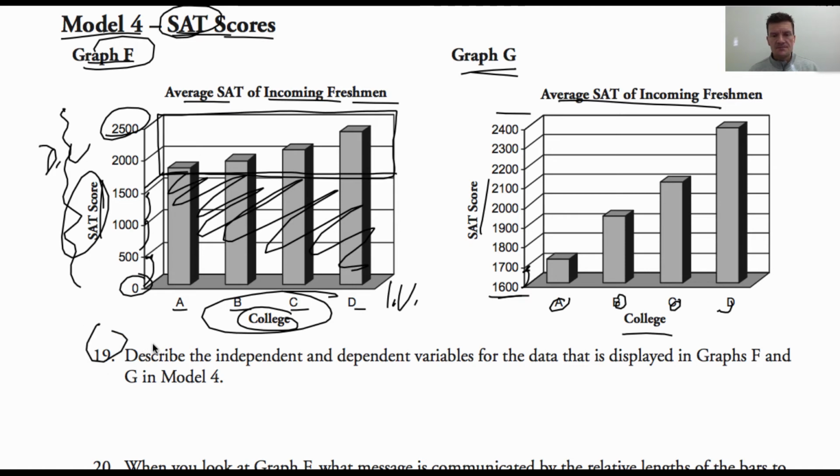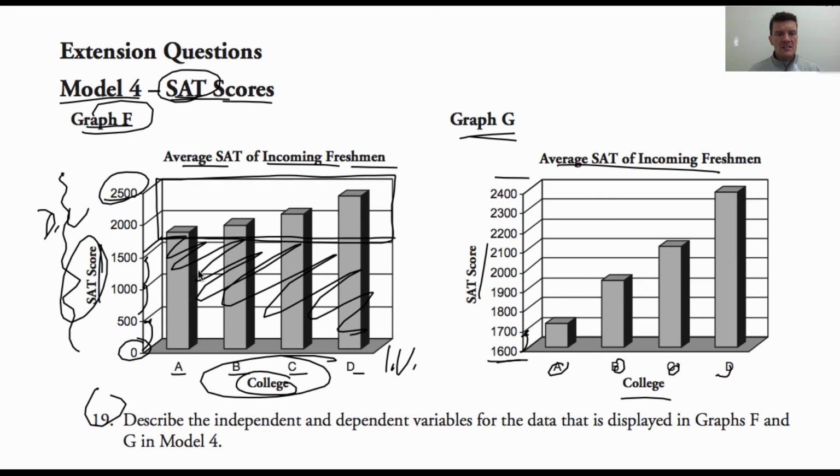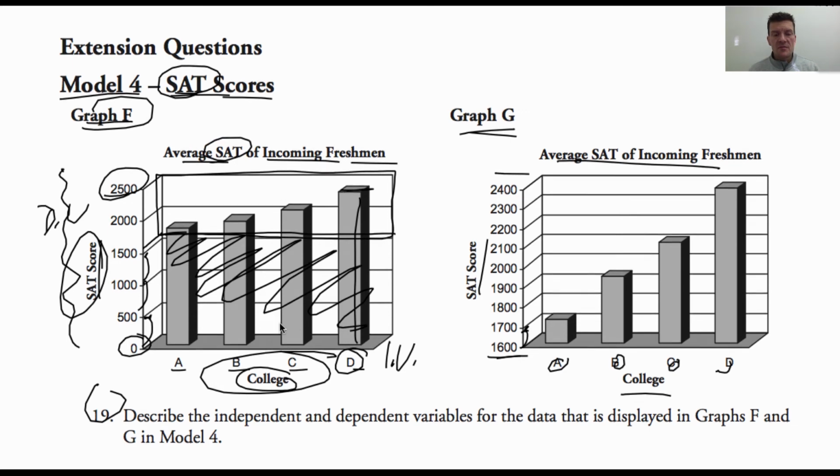Okay, so that's 19. When you look at graph F, what message is communicated by the relative lengths of the bars to prospective students about college D's average SAT scores compared to the other schools? So graph F, D here, obviously D is higher than all the others. Okay, it's a simple question. It's just saying that college D has an average SAT score higher than all the other colleges that have been compared to.